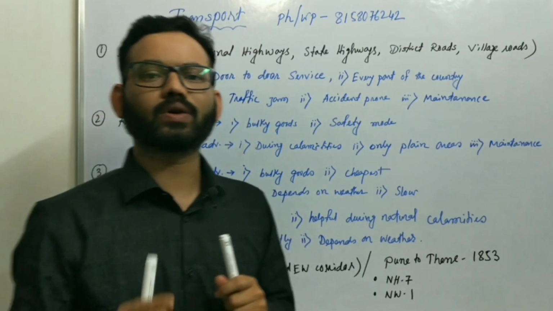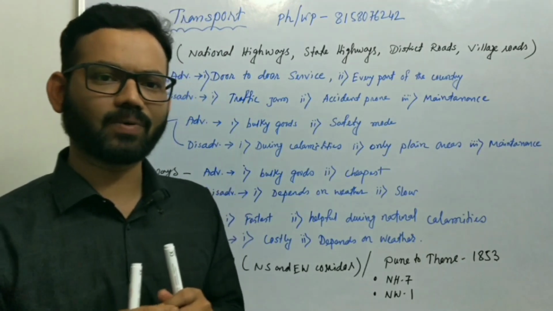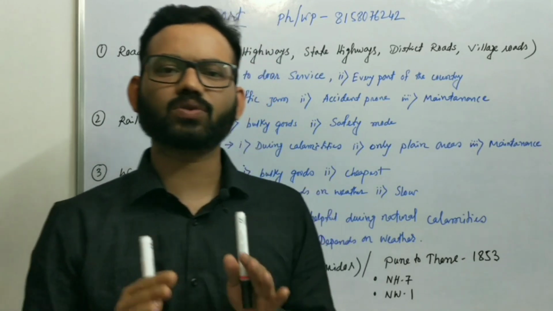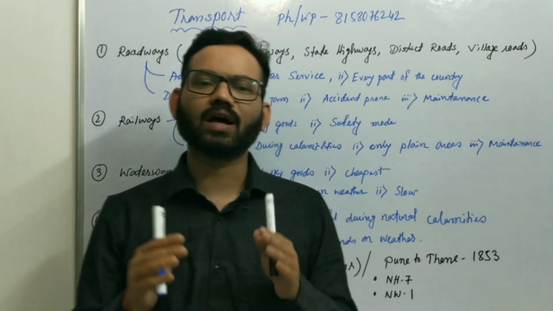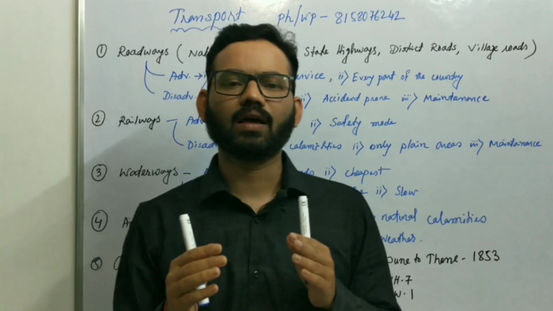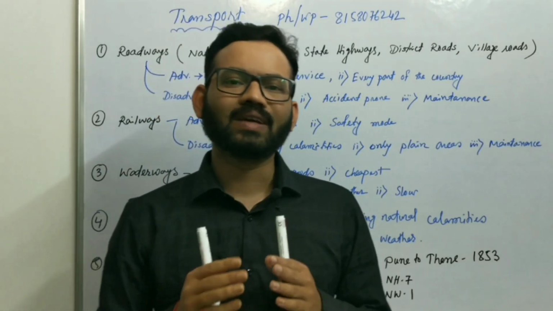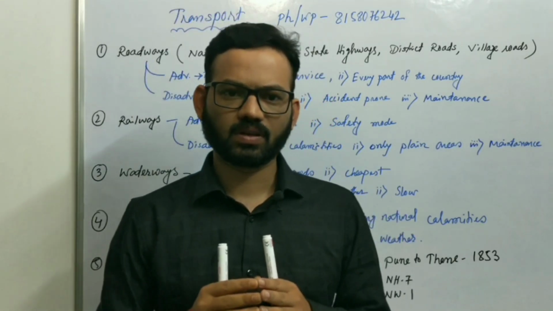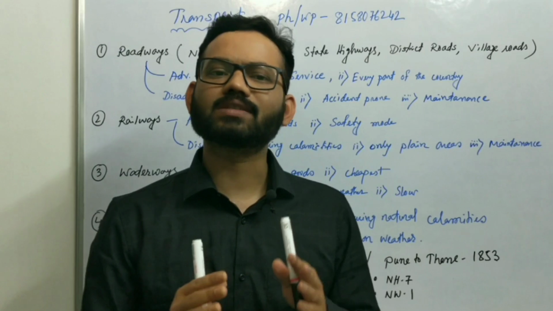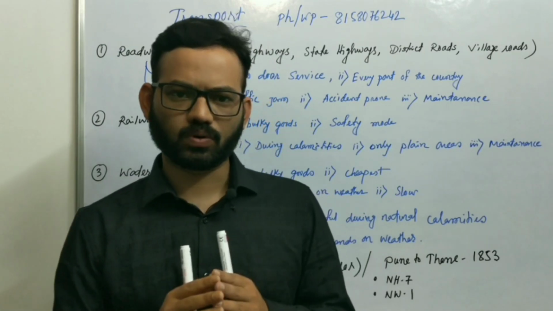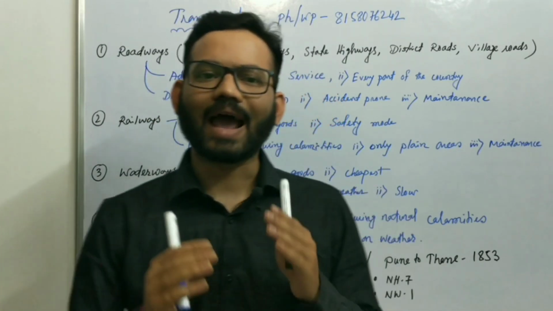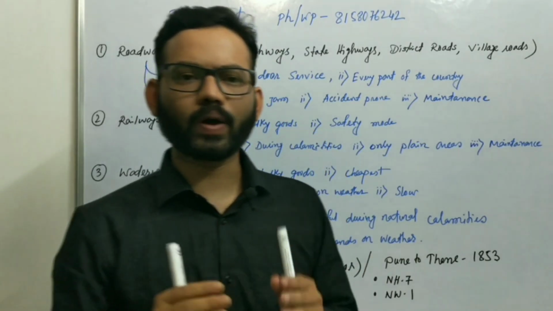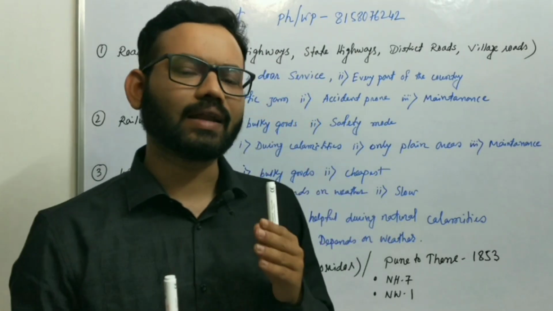Let's discuss the two disadvantages of airways. Number one, it depends on the weather. Like waterways, airways also depend on the weather. During bad weather conditions, sometimes a flight can be cancelled. Number two, it is very costly. Among the four modes of transport, airways is the most costly. So these are the advantages and disadvantages of the four modes of transport: roadways, railways, waterways and airways.